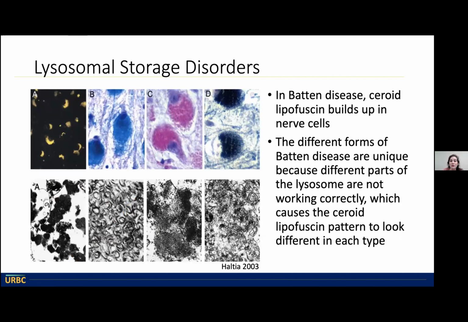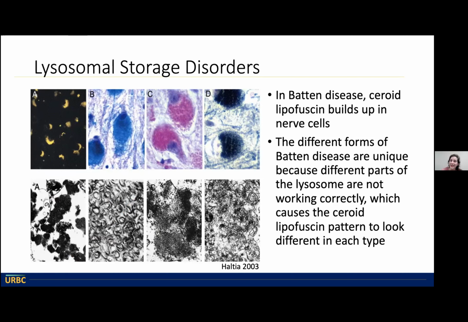In Batten disease, when the lysosomes don't function properly because of a problem with one of those many steps, there's buildup of a specific waste product called ceroid lipofuscin. Ceroid lipofuscin accumulates especially in the nerve cells, or the neurons. In other lysosomal storage disorders, waste products build up in different organs, like the liver, which causes those diseases to look a little bit different. Batten disease causes neurological symptoms because the ceroid lipofuscin is building up in those nerve cells.